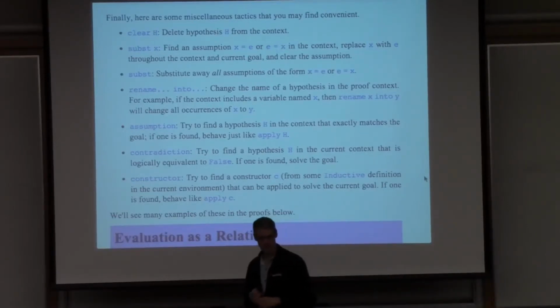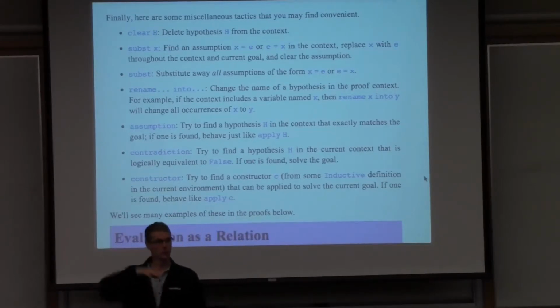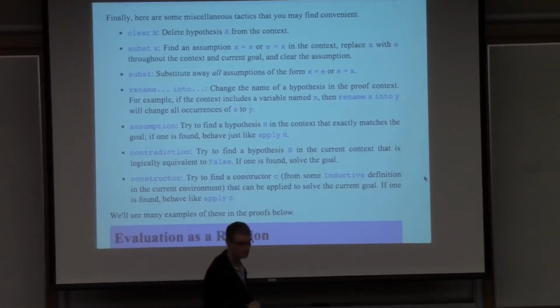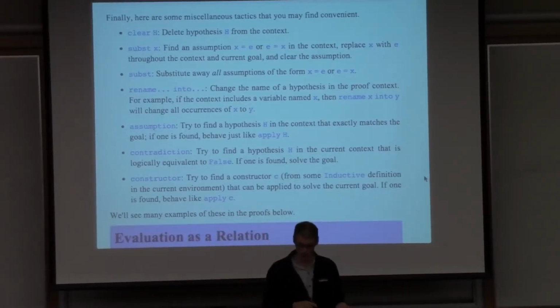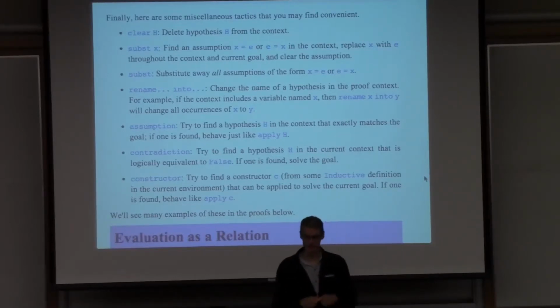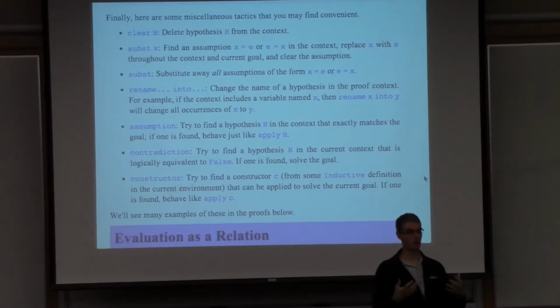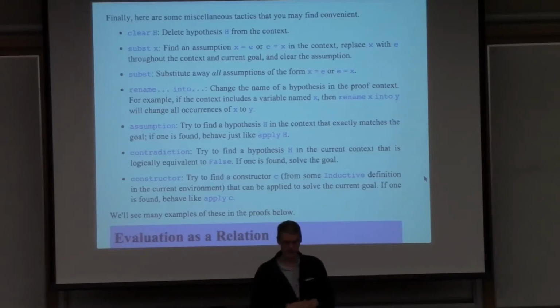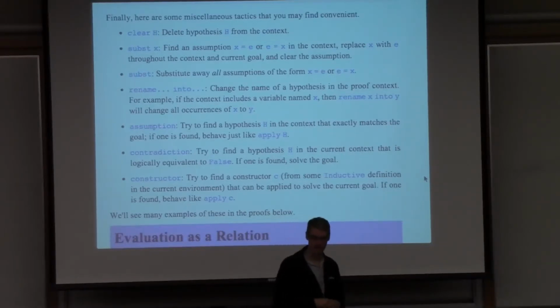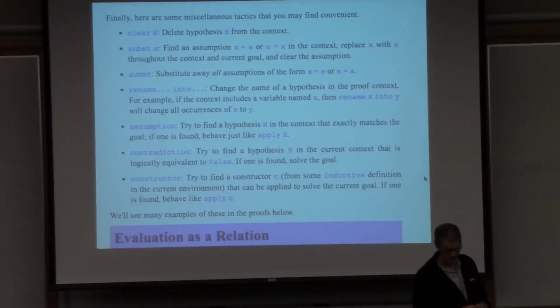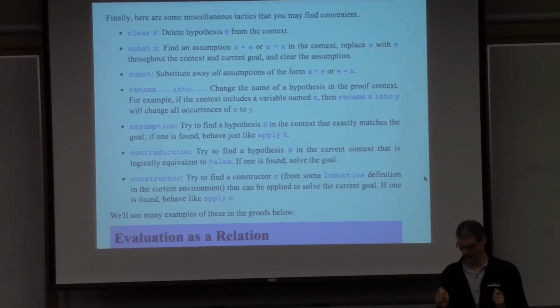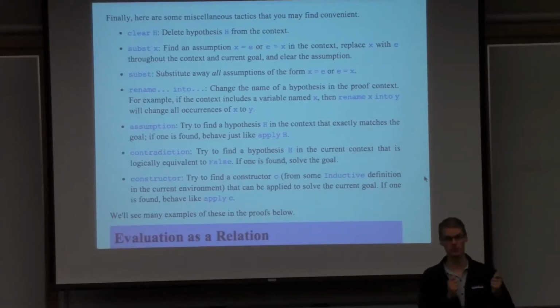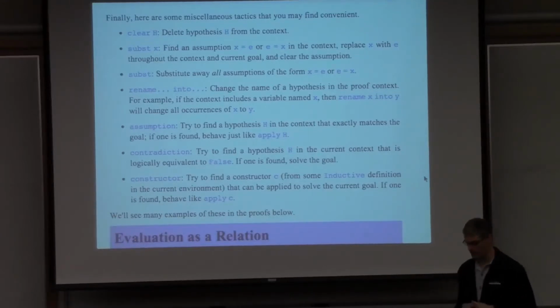Assumption, we saw once a couple of days ago, is a tactic that looks in the local hypotheses for something that can be applied to solve the goal. Contradiction is similar. It looks in the local hypotheses for something contradictory, something equivalent to false, and solves the goal if so. Constructor is a simple one that looks around in all currently available inductive definitions and sees if there's some constructor that can be applied at this point.